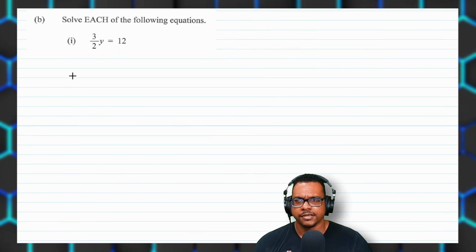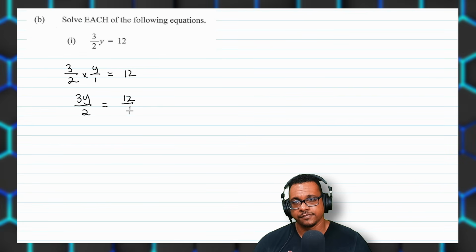But if you cross multiply, recognize that this 3 over 2y means 3 over 2 multiplied by y over 1. That's what it means, right? Is equal to 12. And if you multiply across, you get 3 by y is 3y, and 2 by 1 is 2. Now we can put 12 over 1, and then we can cross multiply. So 3y by 1 is just 3y, and then the 2 by 12 is 24.